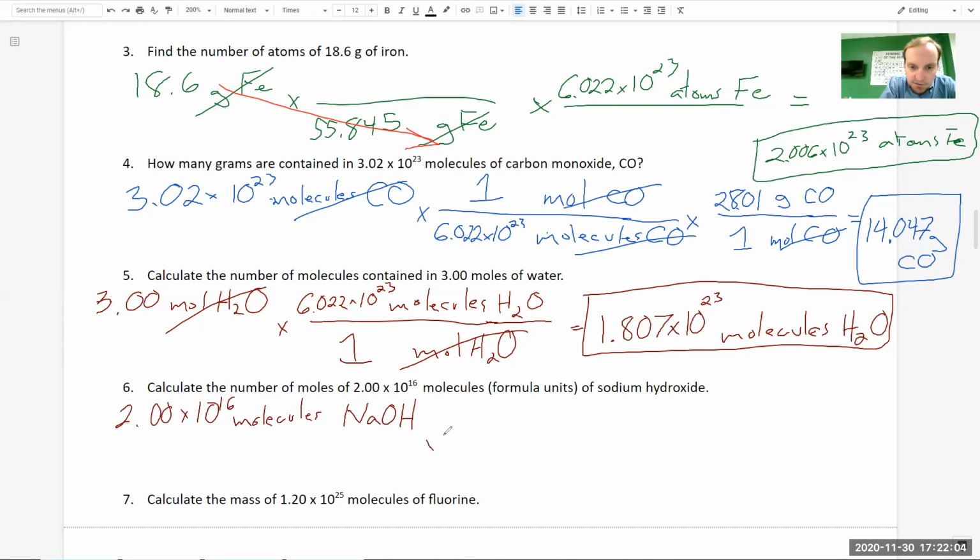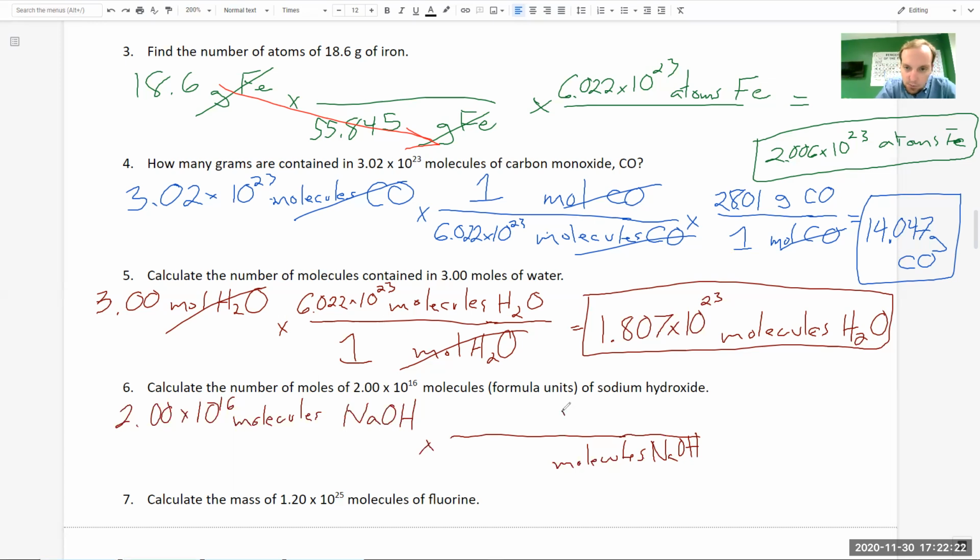All right, then we're going to convert that. I need to get rid of molecules, so molecules, NaOH. That is really sloppy. Sorry about that, guys. Having to write on a vertical board while you're holding your pen like this is not easy. We're trying to go to moles.